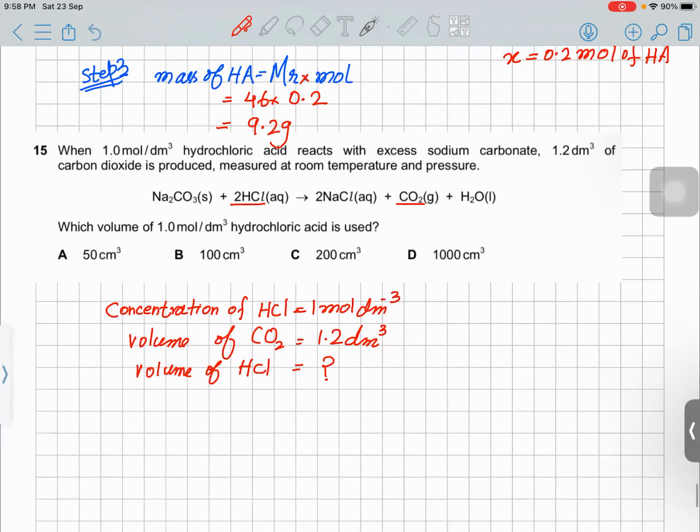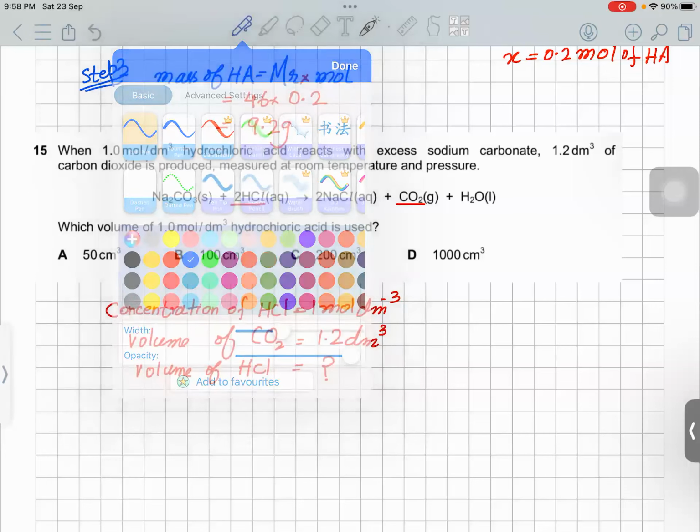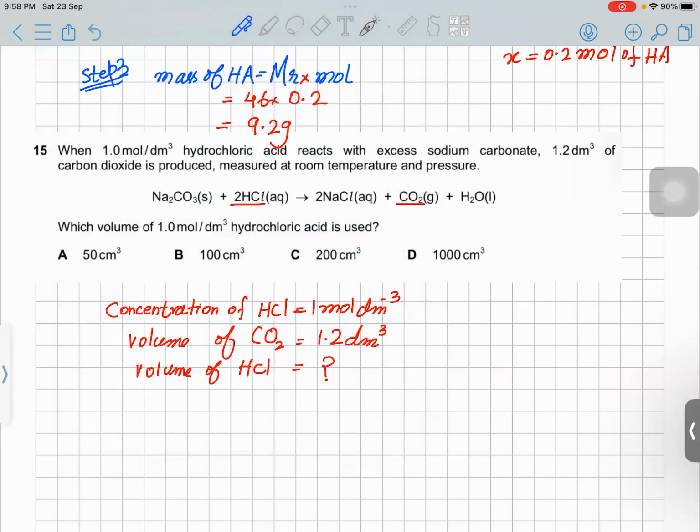Now, first look at the carbon dioxide. The planning is that its volume is given. So you can easily find the mole of carbon dioxide by 24 dm cube. Then utilize the mole ratio to find the mole of HCl. Then you can easily find the volume of HCl.